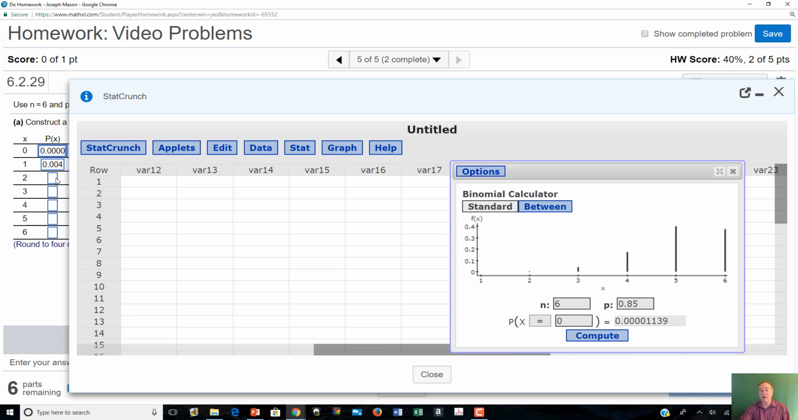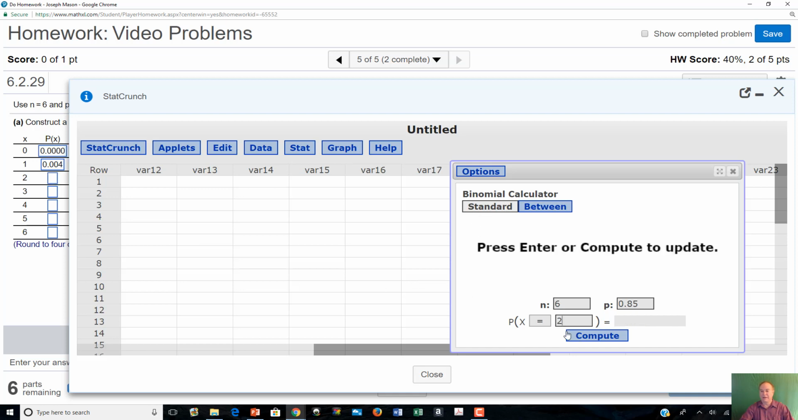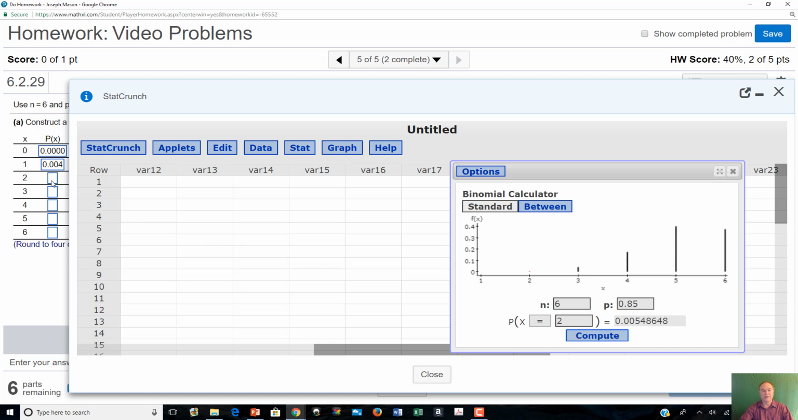Now remember, 0.0000 is not the same as just putting a 0, because a probability of 0 means it can never happen. A probability of 0.0000 means there's a very slight chance, but it could happen. Then I change this value to 2, compute, and go down through and put all the answers in. And that's how you would fill in the chart using the binomial calculator.